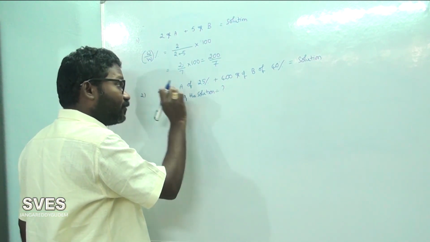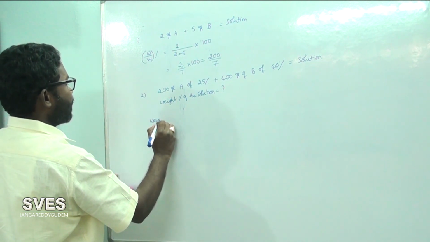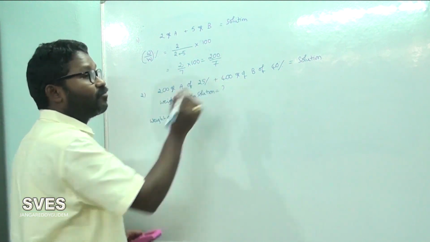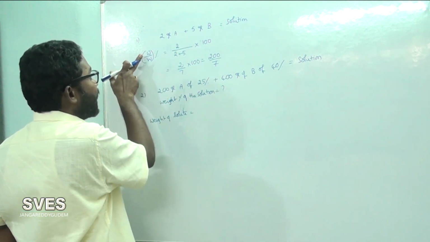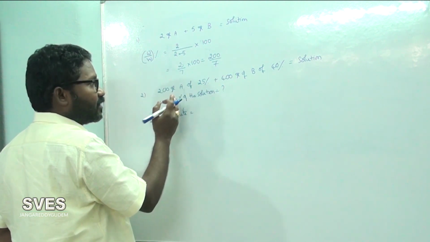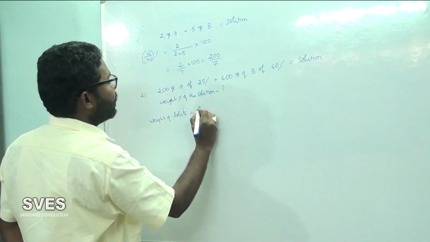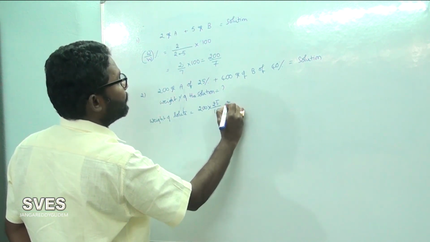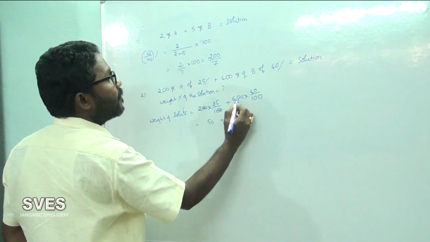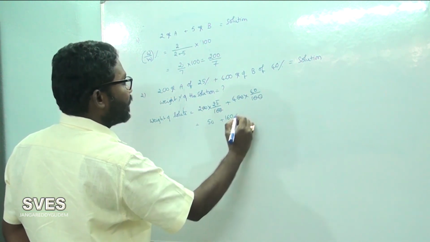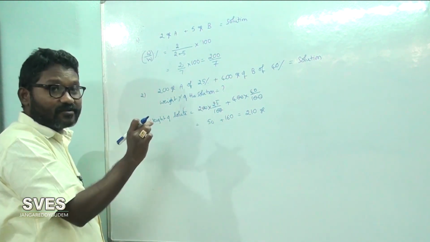Here not 200 grams; out of 200 grams, 25%. Out of 400 grams, 40% must be taken. So now let us see the weight of the solute. There are 2 components, 200 grams and 400 grams. While calculating W by W percent, I want the weight of the solute. In this mixture, 200 grams of A must be taken, 400 grams of B must be taken, but only 25% and only 40%. In 200 grams, 25% is 50. In 400 grams, 40% is 4 into 40, 160. Totally 210 grams. This is to be taken as the weight of the solute in this mixture.